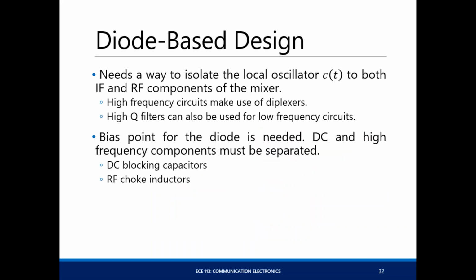Alright. So for a diode-based design, it needs some way to isolate your local oscillator and your RF and IF components. So if you have high-frequency circuits, we actually use diplexers. High-Q filters can also be used for low-frequency circuits. Okay. So the bias point for the diode is needed, and basically you just need to find the right bias point so that you have your desired output.